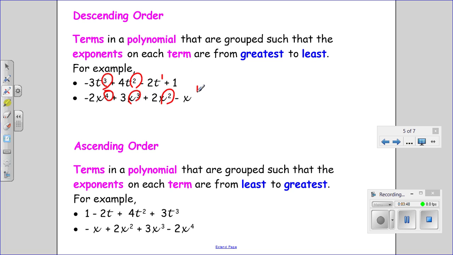If they're in ascending order, we look at the exponents. The constant terms are first because they have no variables, and then t to the 1, t squared, t cubed, and in the second example, we have x with an exponent of 1, x with an exponent of 2, 3, and 4. So descending means the exponents are decreasing. Ascending means the exponents are increasing.